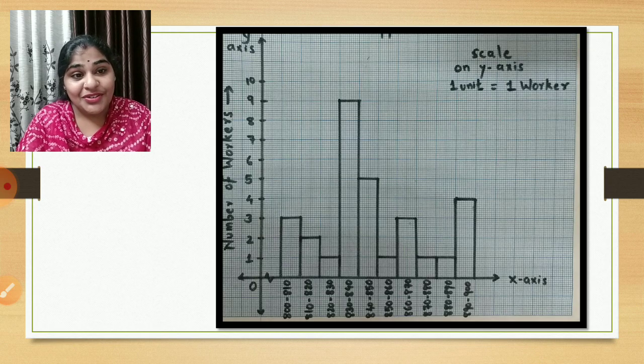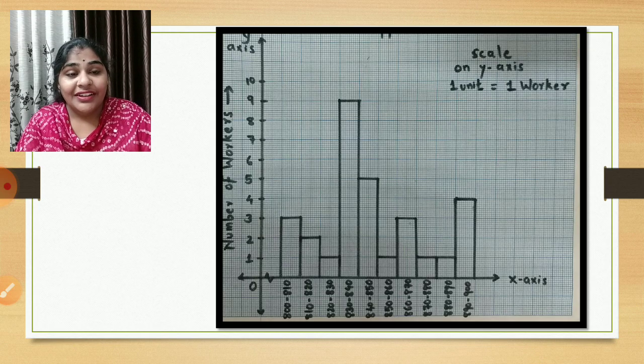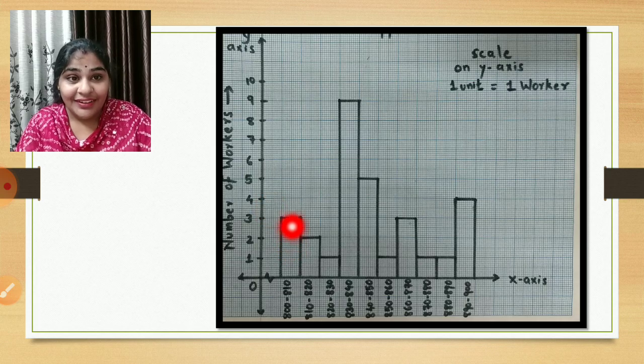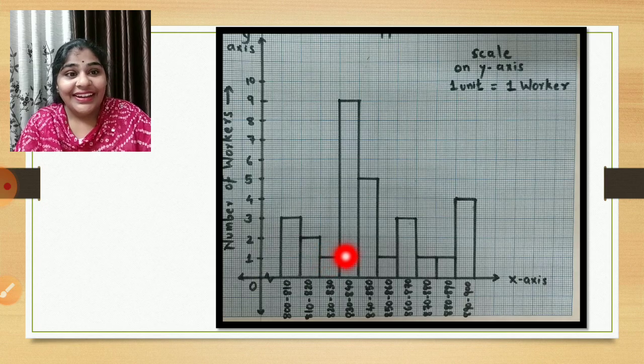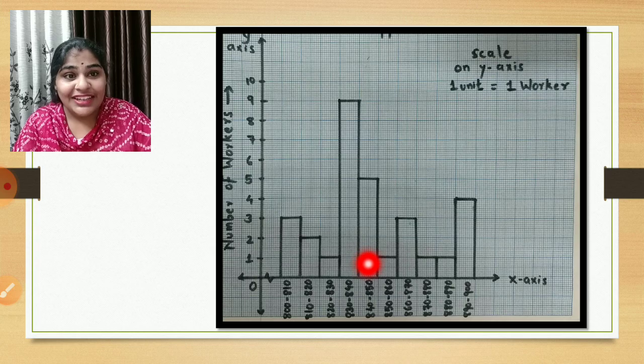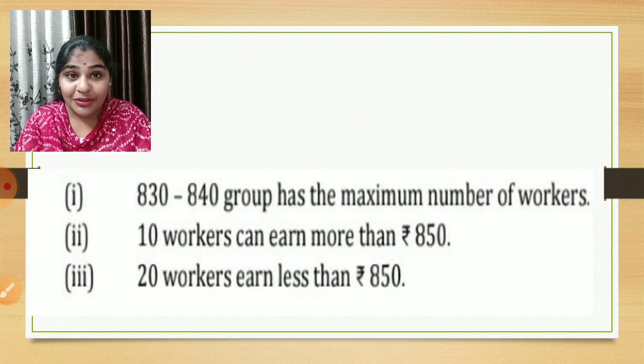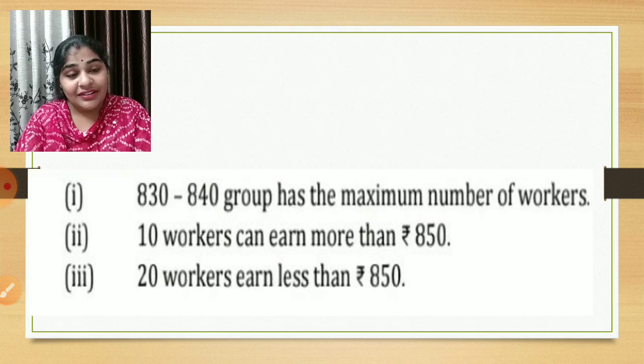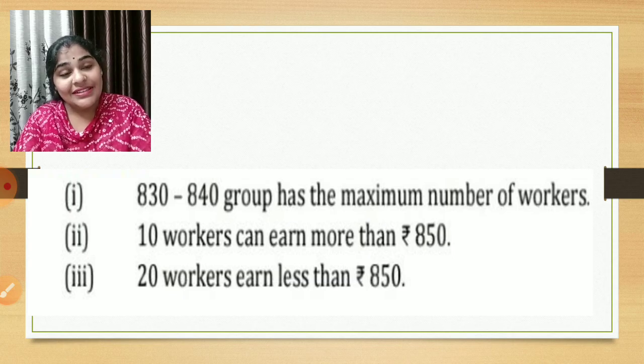That means I should start from 800 to 810, 810 to 820, 820 to 830, 830 to 840, and 840 to 850. That's it. Now more than 850 I will not count. So this is 3 plus 2 plus 1 plus 9 plus 5, which is nothing but equal to 20 workers earn less than rupees 850.